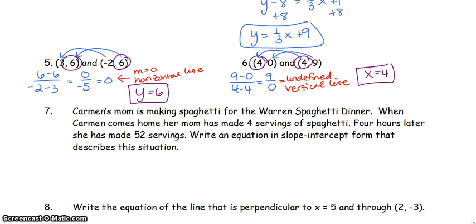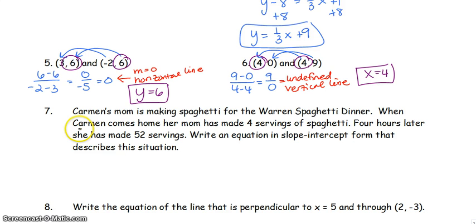Alright, so let's throw some word problems in there. Carmen's mom is making spaghetti for the Warren spaghetti dinner. When Carmen comes home, her mom has made 4 servings of spaghetti. 4 hours later, she has made 52 servings. Write an equation in slope-intercept form that describes the situation.